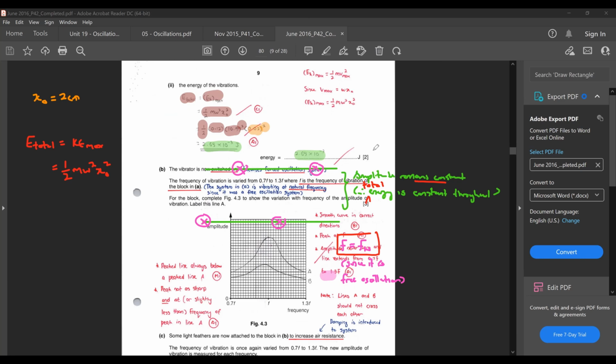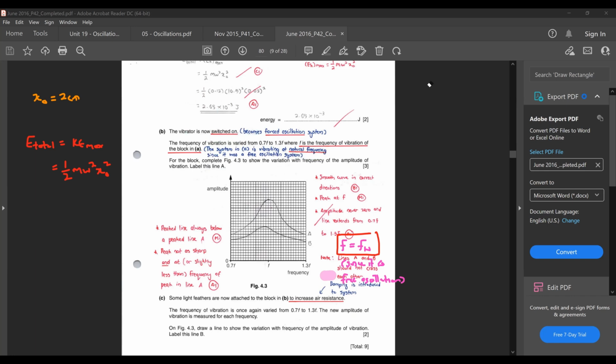So it's pretty straightforward. Now, if you look at part B, your vibrator is now switched on. And then the frequency of vibration is varied from 0.7 F to 1.3 F, where F is the frequency of vibration of the block in A. So the significance of having your vibrator being switched on now, which subsequently causes your mass to oscillate, is that this is now a forced oscillation system. That's what we need to identify from here.